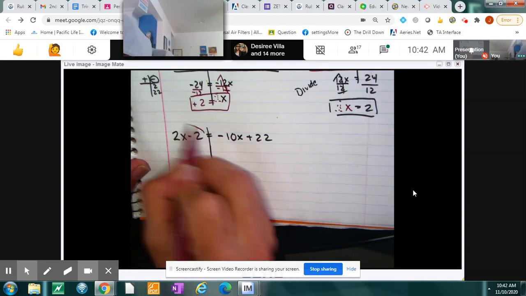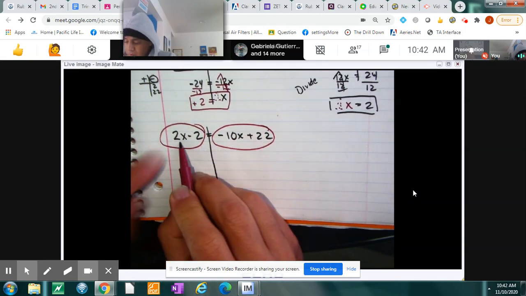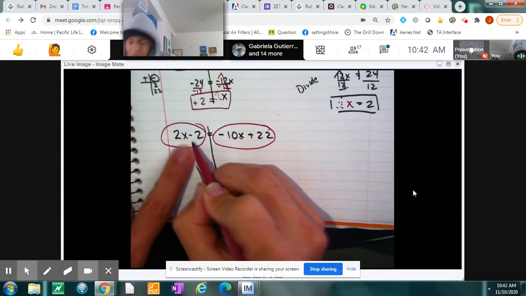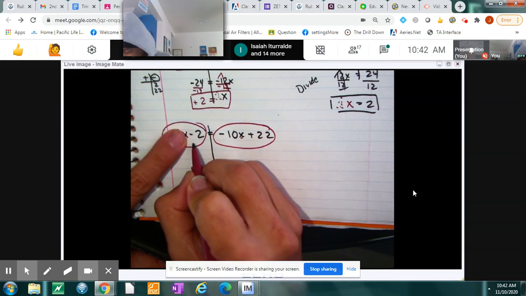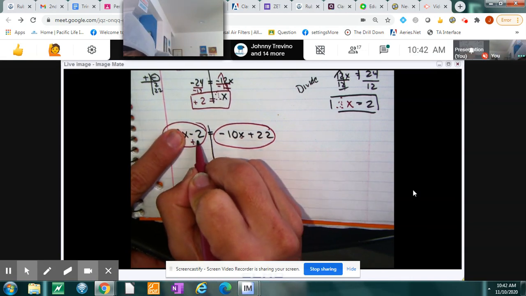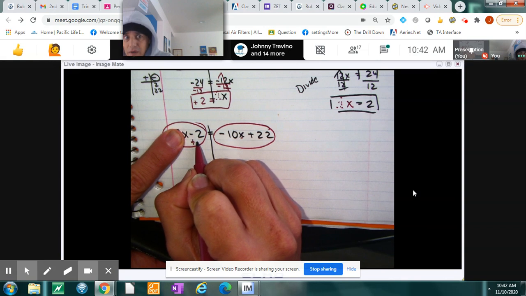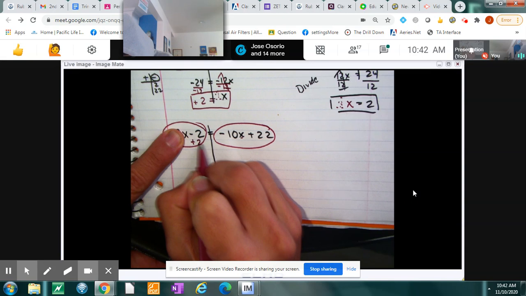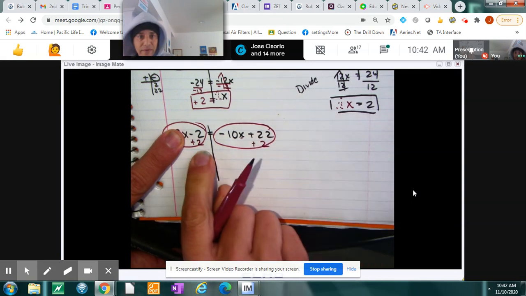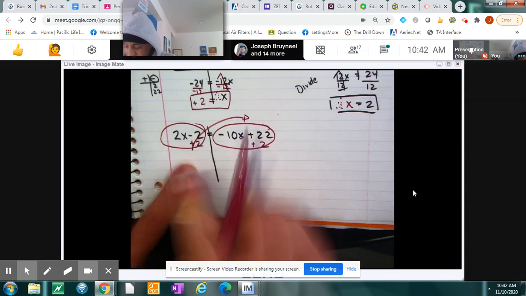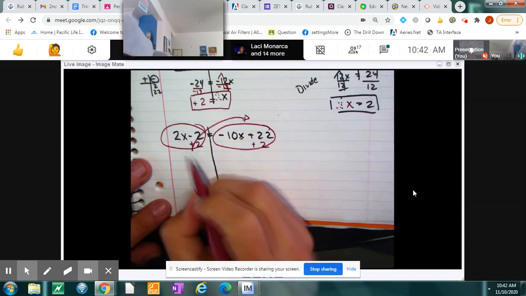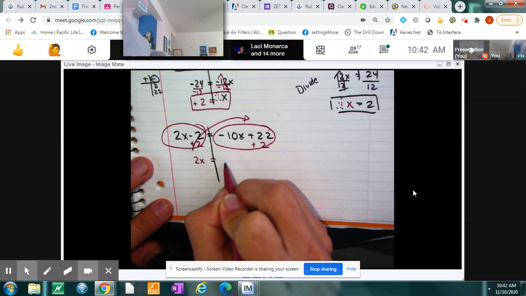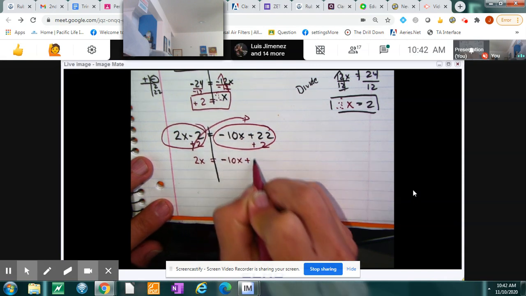Here are my variables. That's why I've circled them. But let's say you want to get rid of the minus 2. Gabriela, how do I get rid of the minus 2? What do I add? We add 2 to both sides, right? And so I take that out. That's a 0. I needed a positive 2, and then the positive 2 is on the other side. So now what do I have? 2x equals negative 10x plus 24.